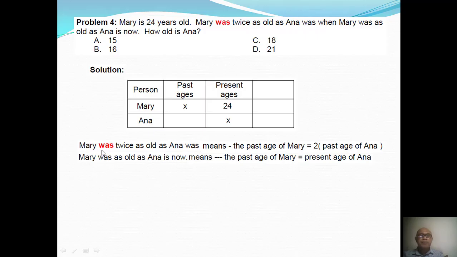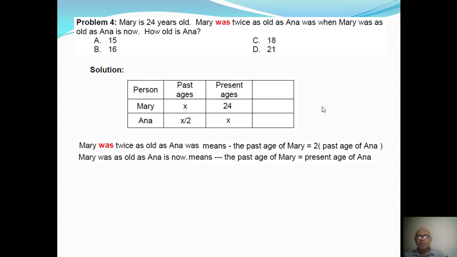And then, let's see. Mary was twice as old as Anna was when Mary was as old as Anna is now. So meaning, in the past, when Mary was as old as Anna is now, Mary's past age is twice the past age of Anna. So if this is x, then this is x over 2. Did you get it? Okay. So, there are our ages.